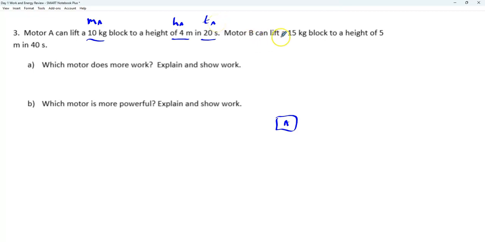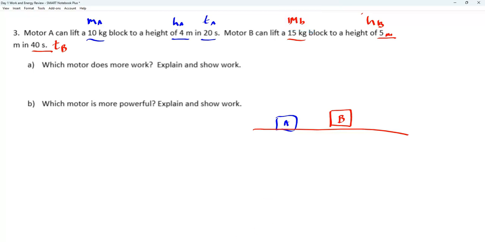For B, it's 15 kilograms, so I'm going to make it slightly bigger. So that's the mass of B. The height of B is also higher, so that's 5 meters. It got cut off, or it's over on this side. And then the time that it takes for B is 40 seconds. So we have all those ideas.